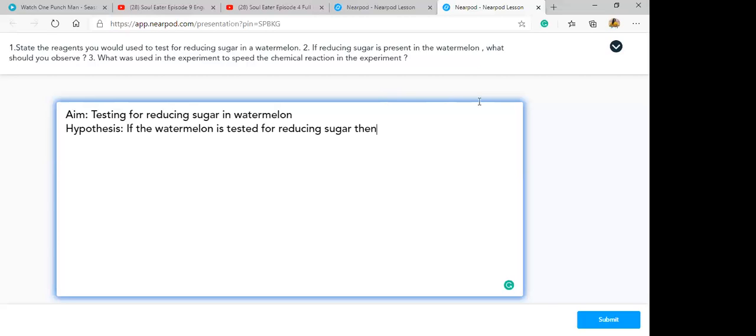Sir, what would happen? What would happen if you tested the watermelon? No, that's not how I would have worded it. What you're saying is they are using the cause and effect principle. So you would say if reducing sugar is present in watermelon, then what will happen?